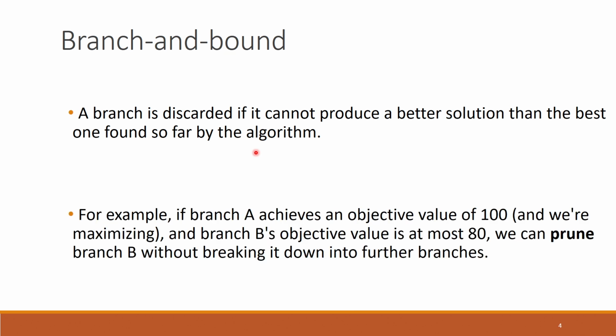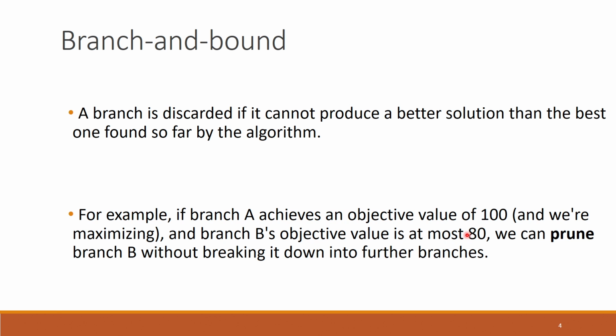This is a simple example to illustrate what I just said. Suppose a branch A achieves an objective function value of 100, and we are maximizing, and branch B's objective function value is at most 80. So there are two branches here: one gives an objective function value of 100, that is the best solution it can give, and the other branch gives an objective function value of at most 80.